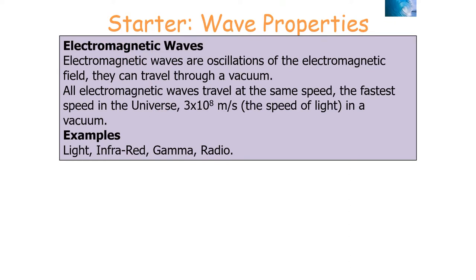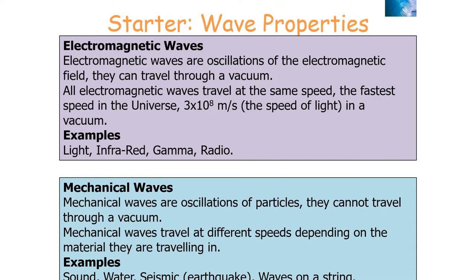So electromagnetic waves are oscillations of the electromagnetic field, and they can travel through a vacuum. All electromagnetic waves travel at the same speed, the fastest speed in the universe in a vacuum, 3×10⁸ meters per second, which is commonly called the speed of light. Whilst mechanical waves are oscillations of particles, they can't travel through a vacuum. Now, mechanical waves travel at different speeds depending on the material that they are traveling in.